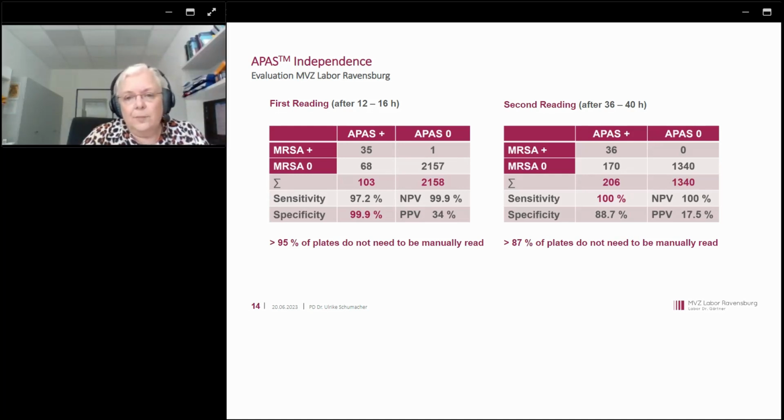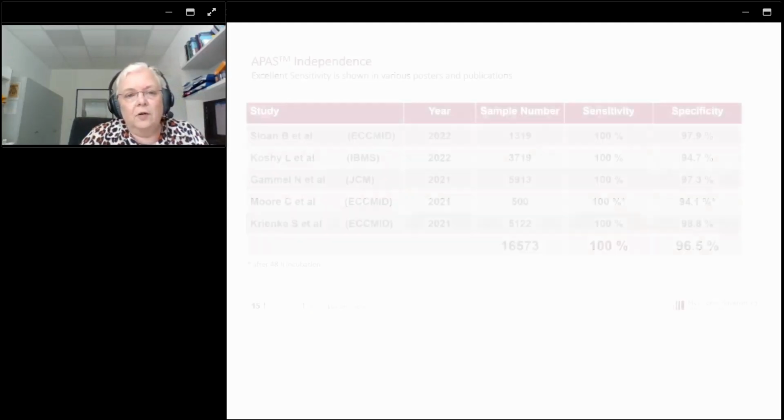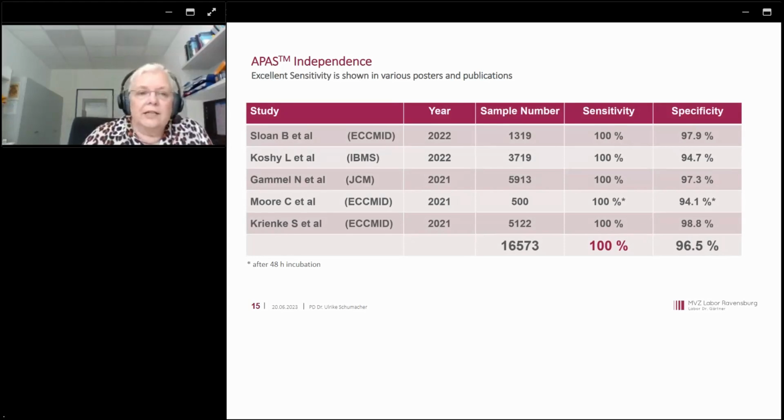But you can see most of the plates, 95% or 87% of the plates, don't need manual handling after an EPIS reading. And this excellent sensitivity we have found is also shown by other study groups, in some ECCMID posters or publications.